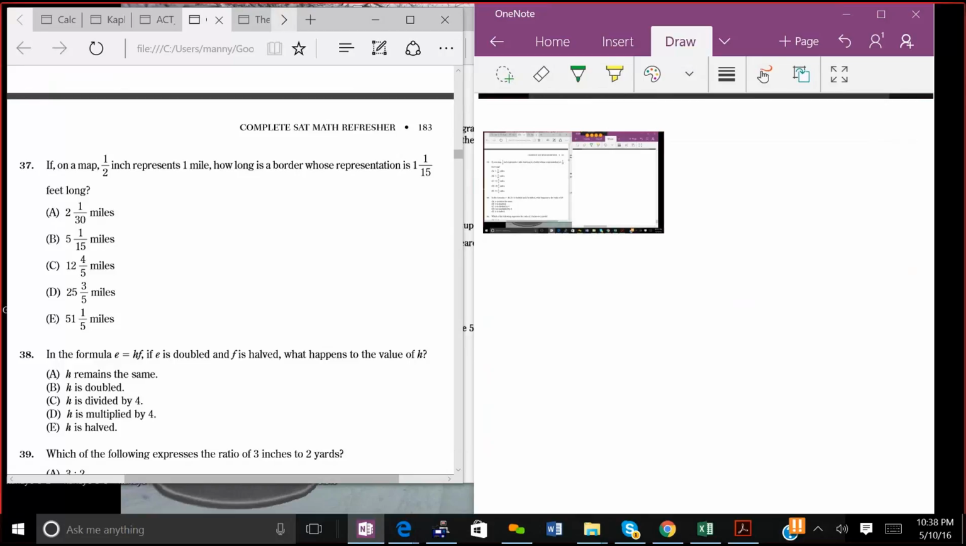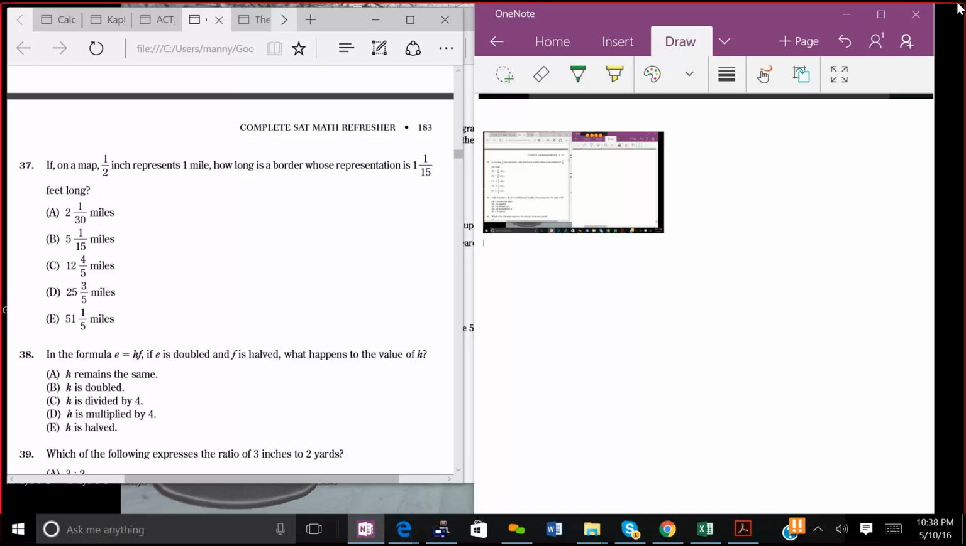The puzzle is: how long is a border? Its representation is 1 and 1/15 feet, and we don't know how long that is. So we need to convert the 1 and 1/15 feet into inches, or work in feet. 1 and 1/15 should be 16 over 15 feet.